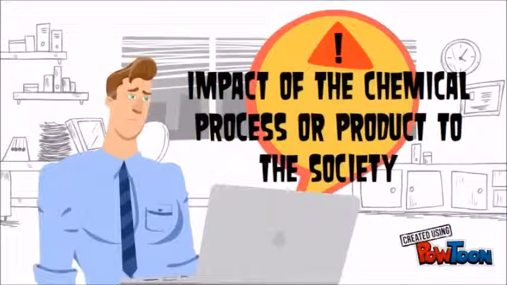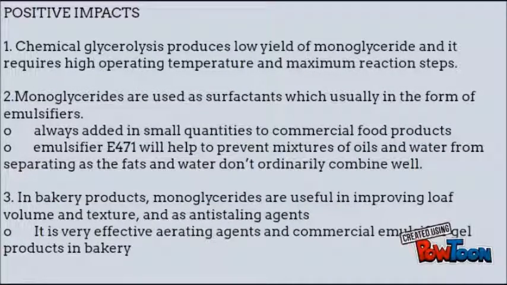And now, what is the impact of the chemical processes such as interesterification and direct esterification and the product produced from it to the society? In chemical glycerolysis process, it produces low yield of monoglyceride and it requires high operating temperature and maximum reaction steps. The positive impacts of the chemical process to produce mono and diglycerides are: monoglycerides are used as surfactants, which usually are in the form of emulsifier. It is always added in small quantity to commercial food products.